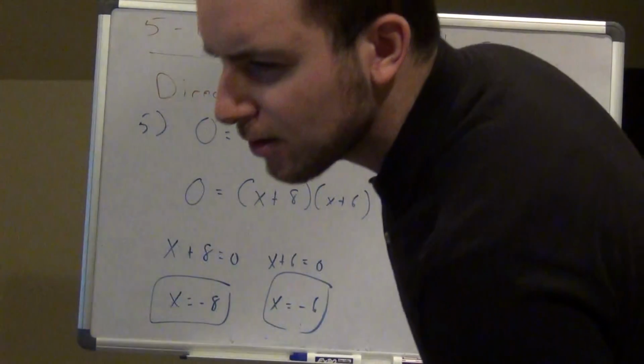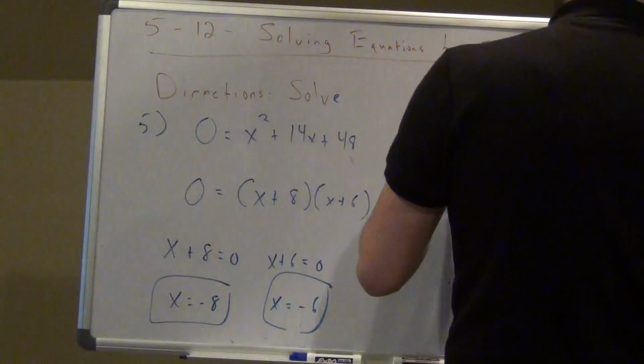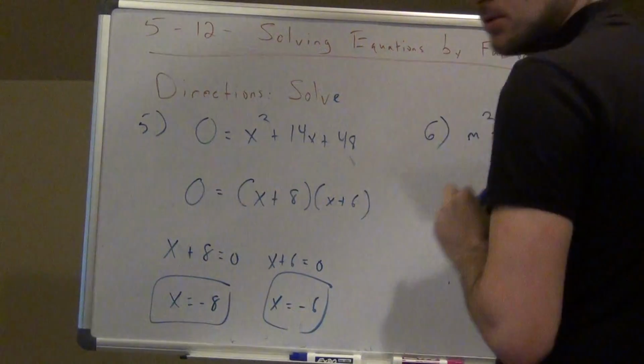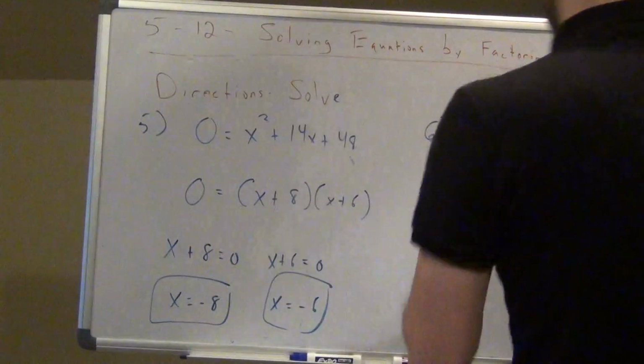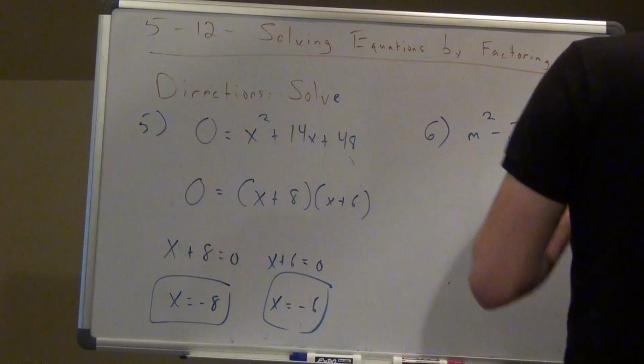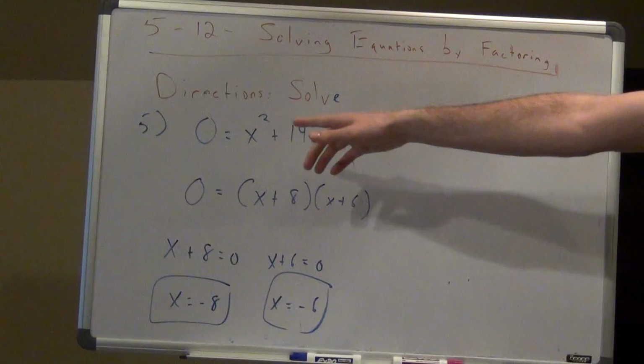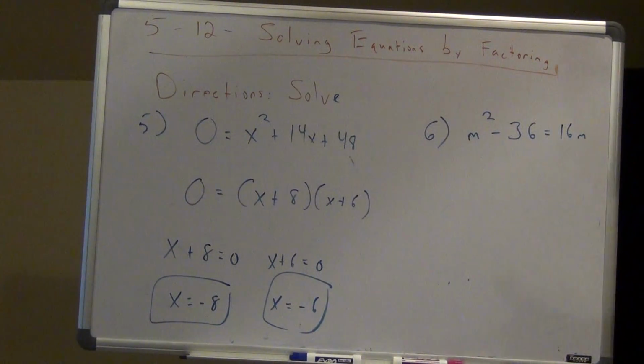So you get m squared minus 36 equals 16m. All right, so the first thing we're going to do here is, you notice, what happened? Every other problem was set equal to 0 already. So the first thing we have to do here is we have to get this problem set equal to 0.